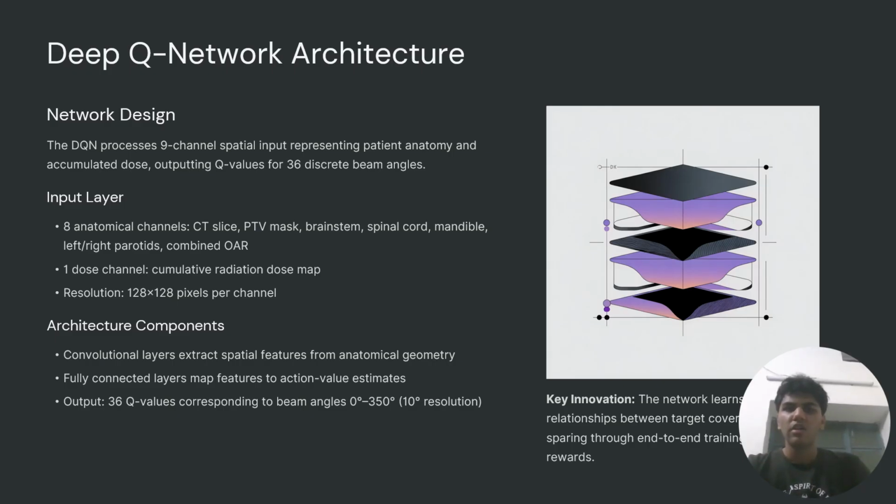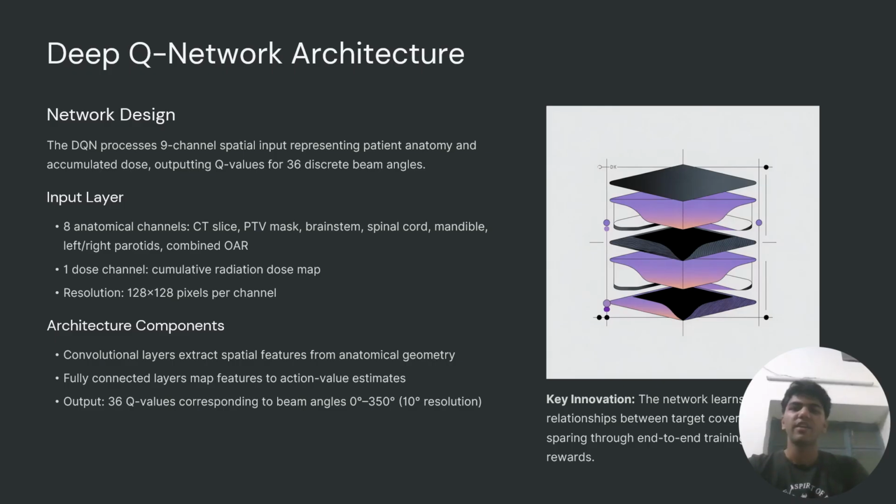In the input layer, we provide 8 anatomical channels, which include the CT slice, the planning target volume mask, and the 6 OAR masks for the brainstem, spinal cord, mandible, and the left and right parotid glands. The 8th channel is a combined OAR representation that captures their aggregate spatial distribution. To this, we add one more channel representing the cumulative dose map, making a total of 9 input channels. Each of these channels has a resolution of 128 by 128 pixels.